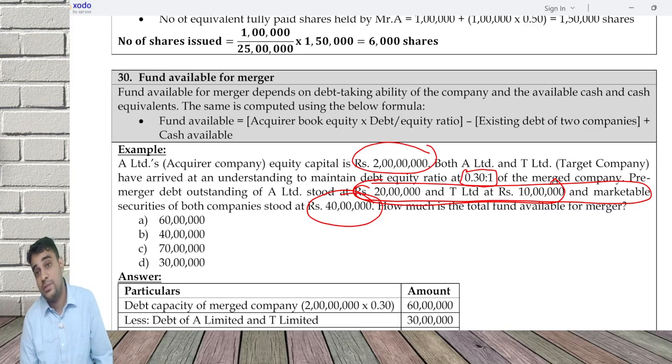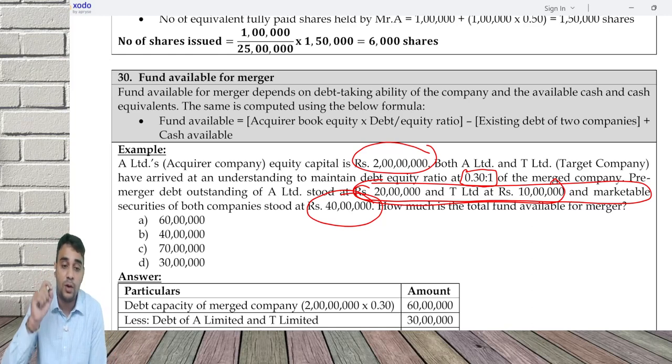Now it could be possible that I acquire that other entity for 50 lakh: merger possible. 80 lakh: merger not possible because I do not have liquidity. What we are trying to calculate is how much is the fund available for merger.